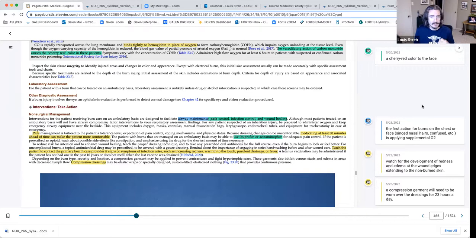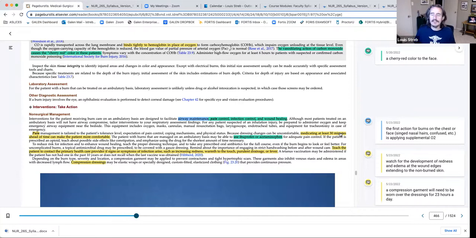Do what you can. Pain control: the first thing we're going to do is medicate the patient before we start scrubbing, right? Pain medication is tailored to the patient's level and coping mechanisms. Medication at least 30 minutes ahead of time gives them the best results. Not 20 minutes, not 50. You really have to plan ahead.